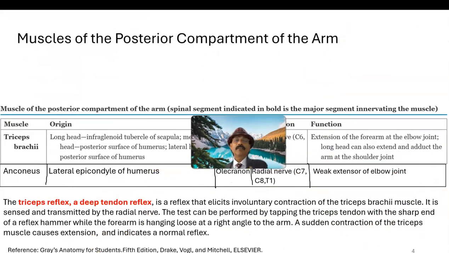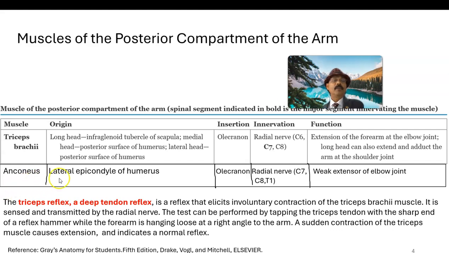Okay, we got the triceps muscle here. Origin: long head from the infraglenoid tubercle of the scapula, medial head from the posterior surface of the humerus, lateral head from the posterior surface of the humerus. Insertion to the olecranon process of the ulna. Innervation: radial nerve, C6, C7, C8. Action: extension of the forearm at the elbow joint. The long head can also extend and adduct the arm at the shoulder joint.